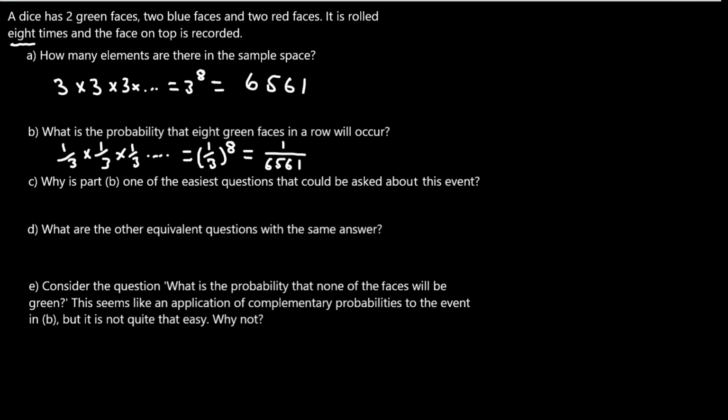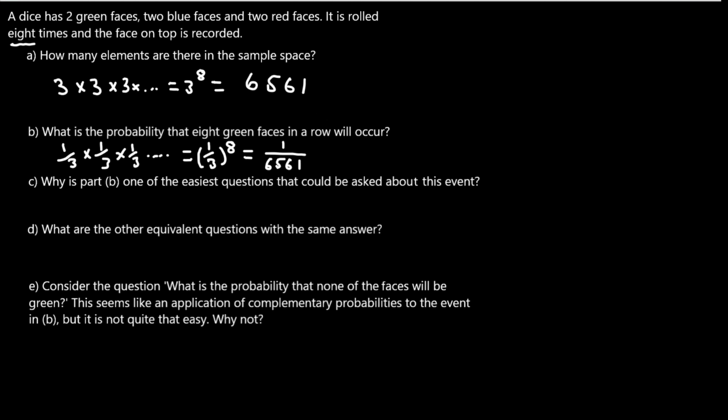Question C says, why is part B one of the easiest questions that could be asked about this event? Well, we're just multiplying 1/3 over and over again. That's about it. We don't have to think about what if the colors change, what's the probability that it's not 8 green faces, what if we get 5 green faces, and they don't have to be in a row. There's a lot of variables that could make this question a lot harder, but luckily it is definitely one of the easiest.